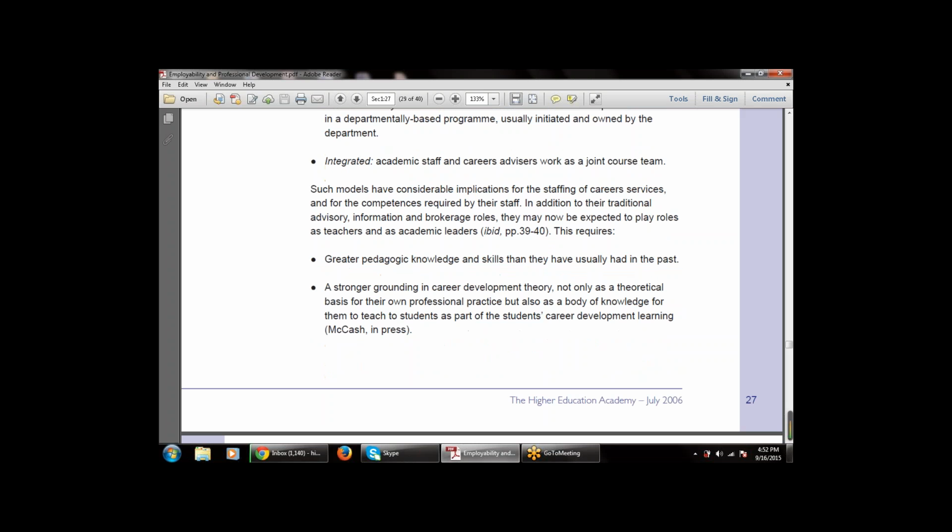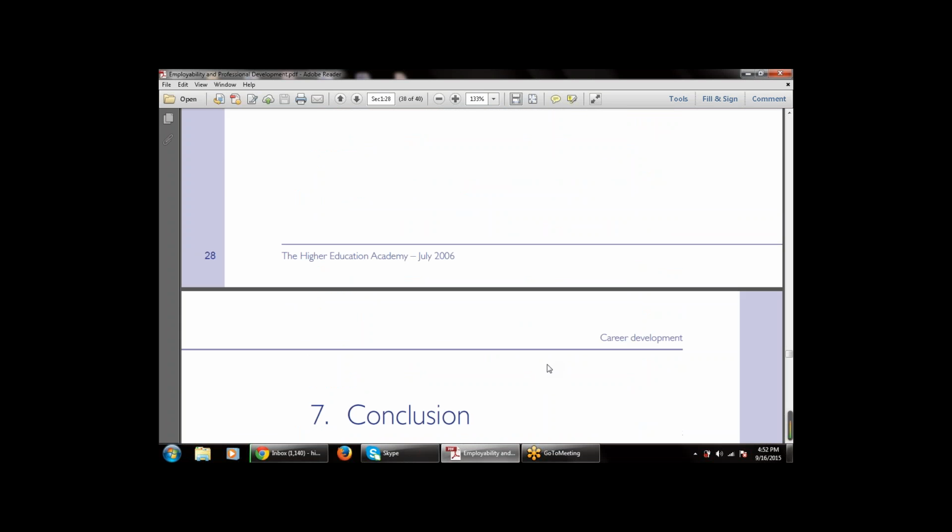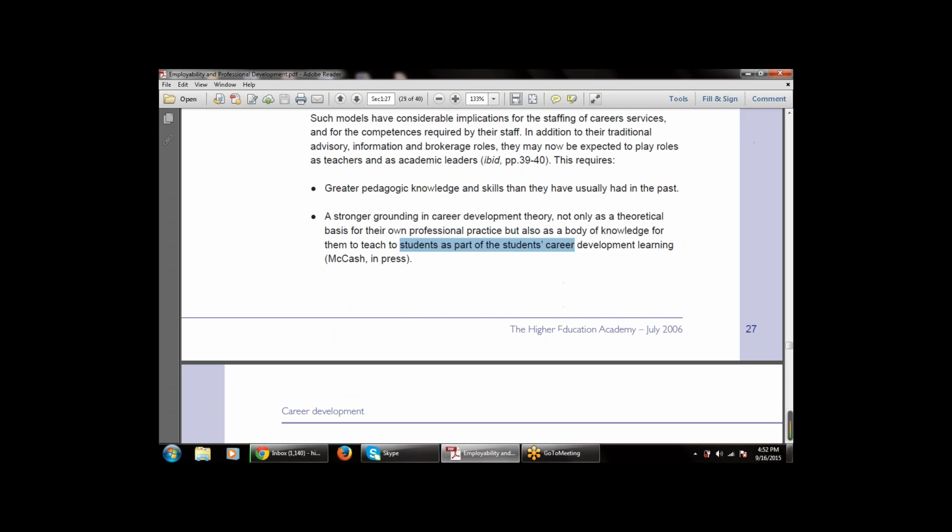Then a strong grounding in career development theory, not only as a theoretical basis for their professional practice, but also as a body of knowledge for them to teach to students as a part of student career development planning. So a stronger grounding in career development is also required, not only as a theoretical basis for their own professional development, but also as a body of knowledge to teach to students as a part of the student's career development learning.